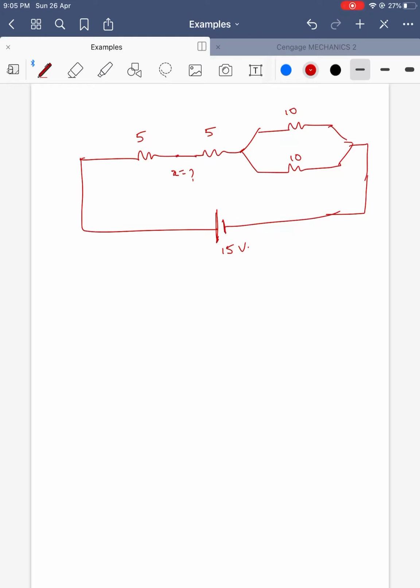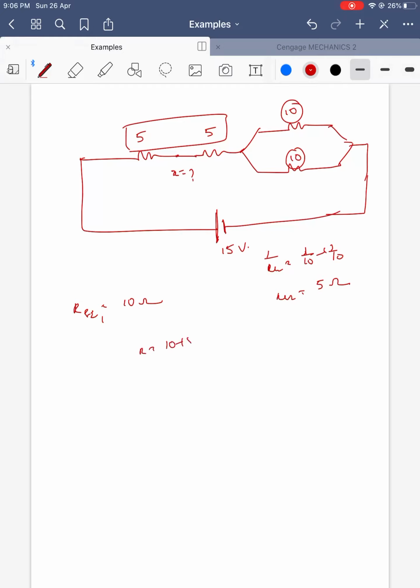Okay, first what you are supposed to do, if a complicated situation is given, is to get the equivalent resistance. How are these two now? Series. R equivalent 1 is equal to 10 ohms. What about these two? They are parallel. 1 by R equivalent 2 is equal to 1 by 10 plus 1 by 10, so R equivalent 2 will be 5 ohm. So total R equivalent is 10 plus 5, which is 15 ohms total resistance.